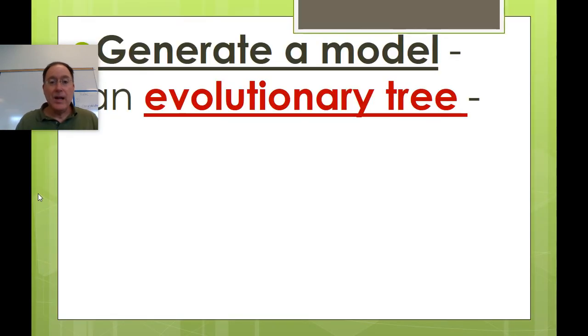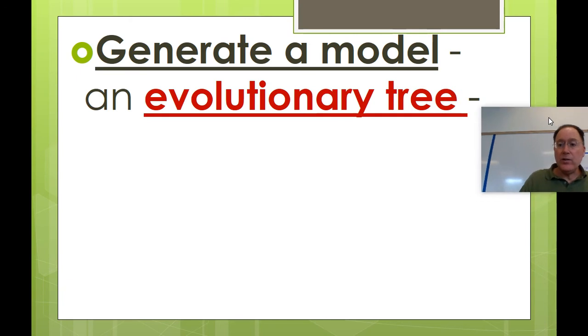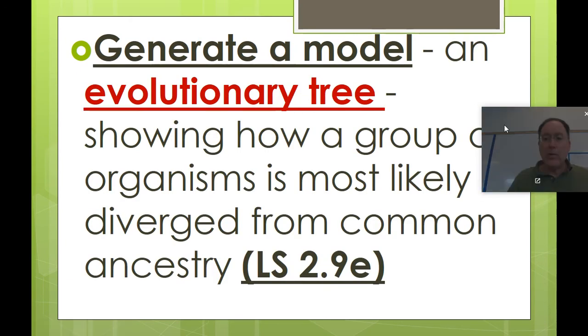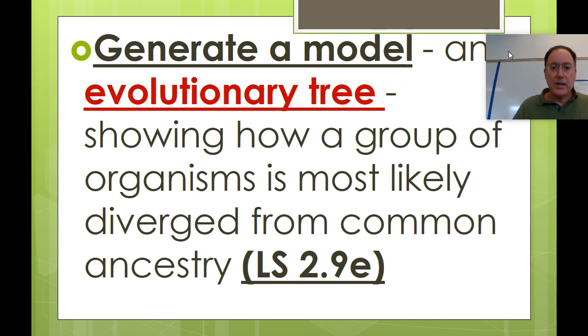It's a cute face. Well, let's go up to the top where it says evolution on your little sheet there. This says generate a model, an evolutionary tree showing how a group of organisms is most likely to diverge from common ancestry. So you had to create an evolutionary tree. And what I determined was the easiest way to do this was to use your stuff from the human evolution. We started with Lucy. We watched that movie. We created this big, long evolutionary tree.